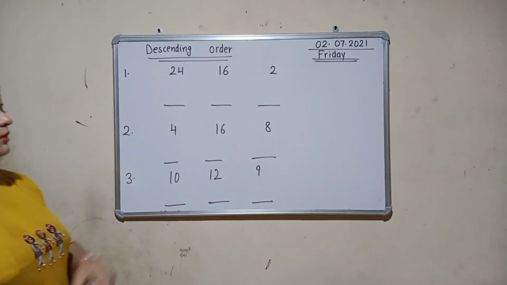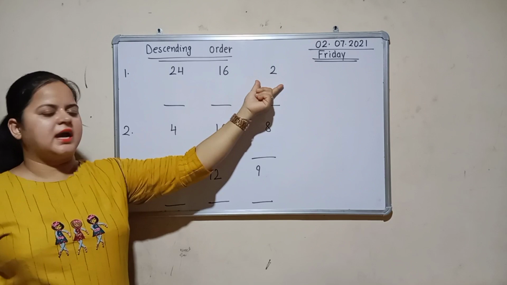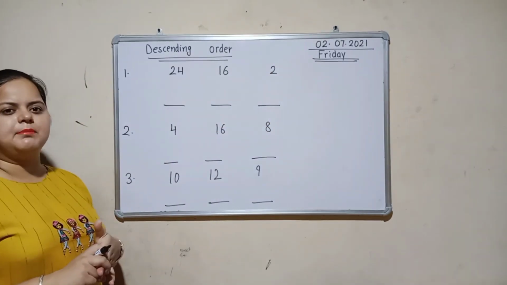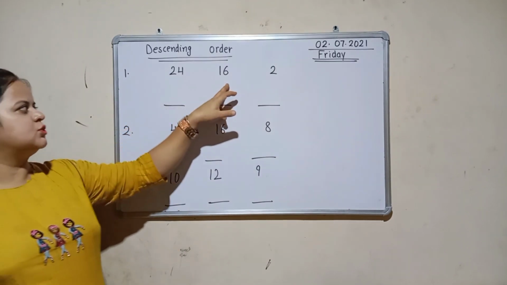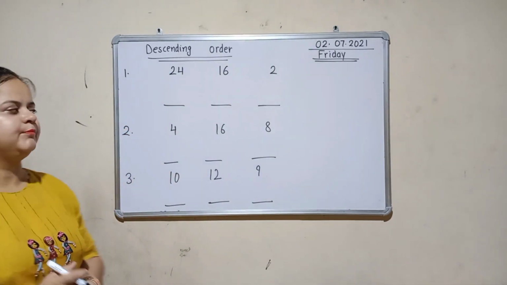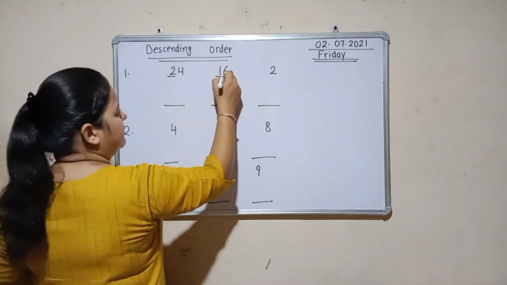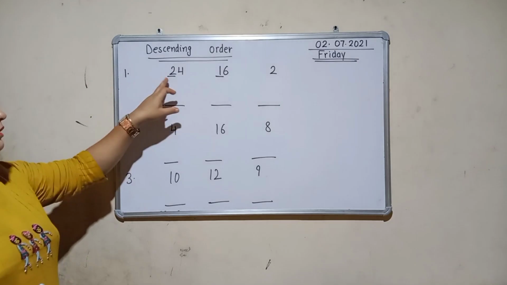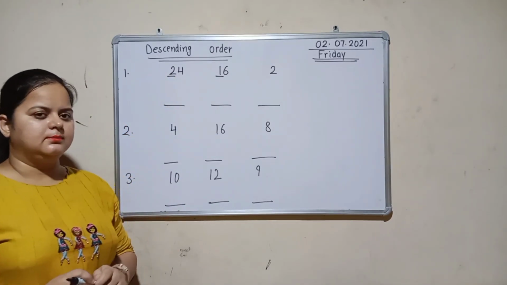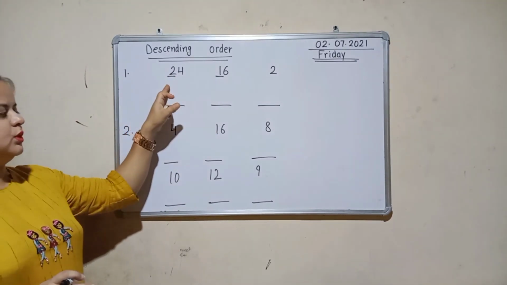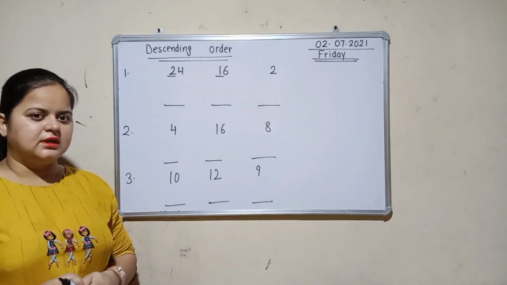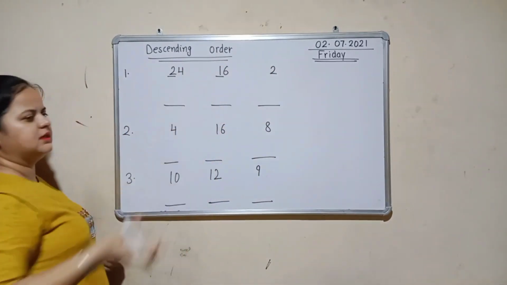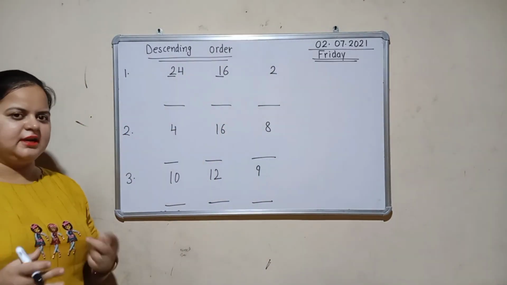See, 24, 16 and 2. 2 is a one digit number, so this is the smallest number. From these two, 24 and 16, we will compare the digits which are placed on tens place, 2 and 1. So 2 is greater than 1. Yes, 24 is the greatest number, 2 is the smallest number and 16 is the middle number.